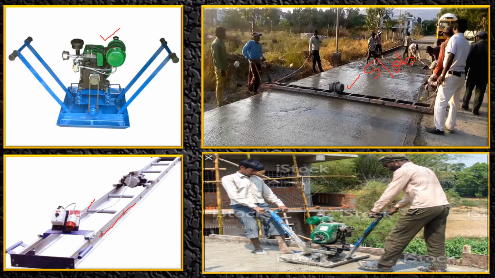Since it is placed on the surface, hence the name surface vibrator, and it is effective only up to a depth of 150 mm. If it is more than that, it is not effective. That is why usually the thickness of the slab and the road pavement we try to keep at around 150 mm, and that is why we mainly use it for the slab.